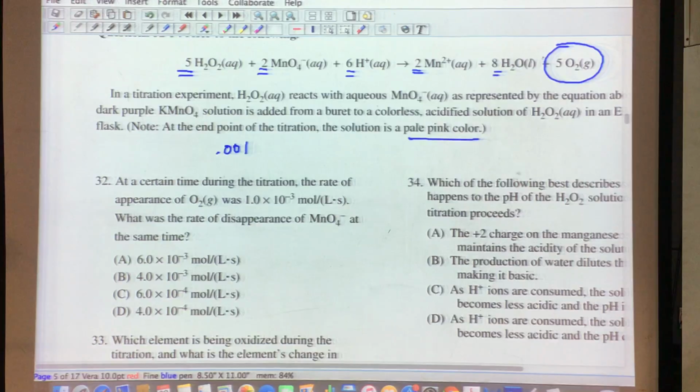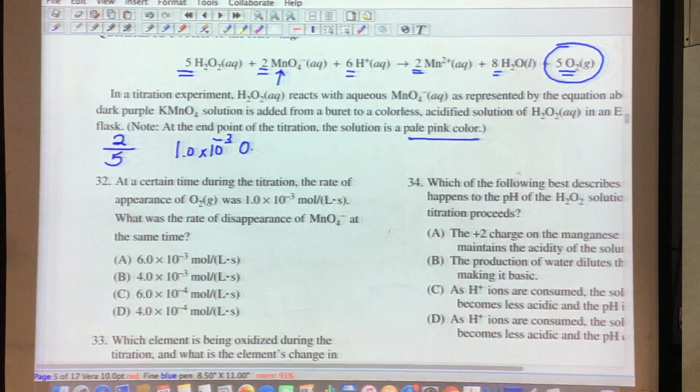Well, what's the ratio? The rate of appearance of O2 is 5 moles. The rate of disappearance is 2 moles. So what do you know about this? What's the ratio? Right, so permanganate loses 2/5 of what O2 gains. Now if you don't see that, if we're relating it back to O2, you can do this. 1.0 times 10 to the negative 3, we all know it's 0.001.